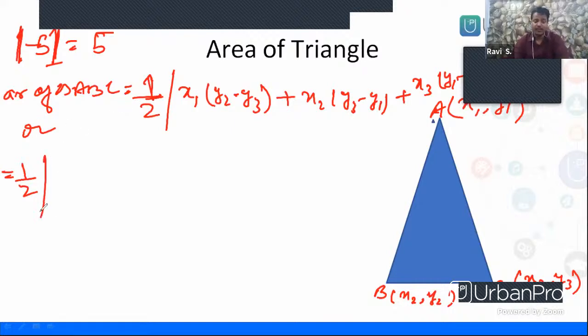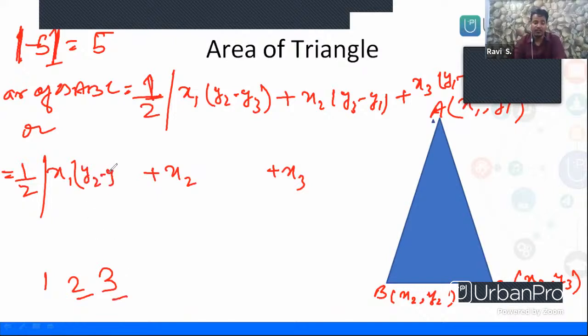Now let's see how you could remember this formula easily. The formula is easy. Simply write x1 here, then x2, and then x3. And just do this counting, 1, 2, 3. If I take 1, what is left? 2 and 3 now. So within the bracket you also have to write y only, guys. So this will be y2 minus y3.